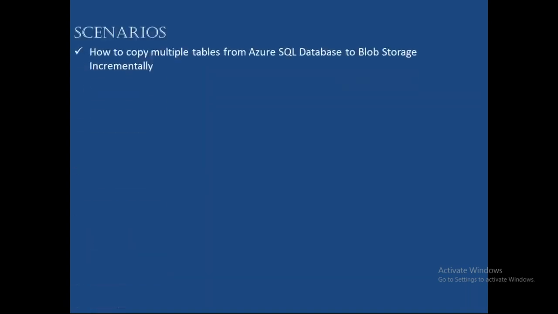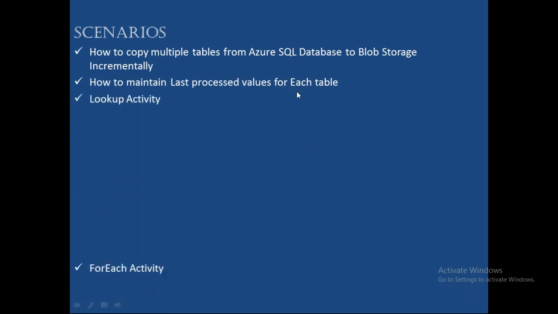So, scenarios. Today we are going to see how to copy multiple tables from Azure SQL database to the blob storage incrementally. Yesterday we were working with a single table. Today we have multiple tables which we need to load incrementally. So how do we maintain the last processed value for each table? It's not a single table; today we have multiple tables. How are you going to maintain multiple last processed values for all the tables?